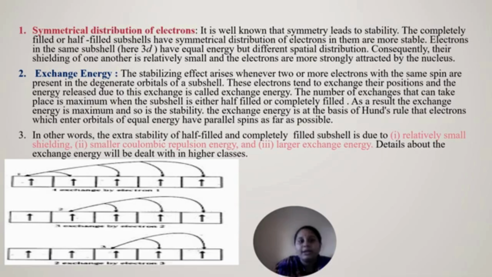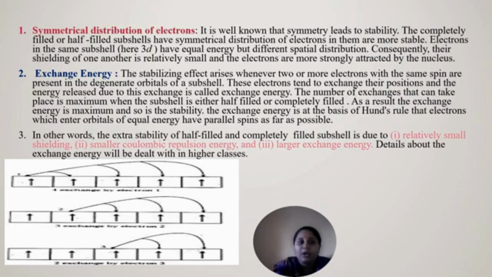So this is the symmetrical distribution of electrons. Electrons in the same shell have equal energy, but the spatial distribution is different, and the shielding of one another is small, so the electrons are attracted more to the nucleus. And exchange energy: two or more electrons with the same spin present in the degenerate orbitals of a subshell tend to exchange their positions, and the energy released due to the exchange is called exchange energy.